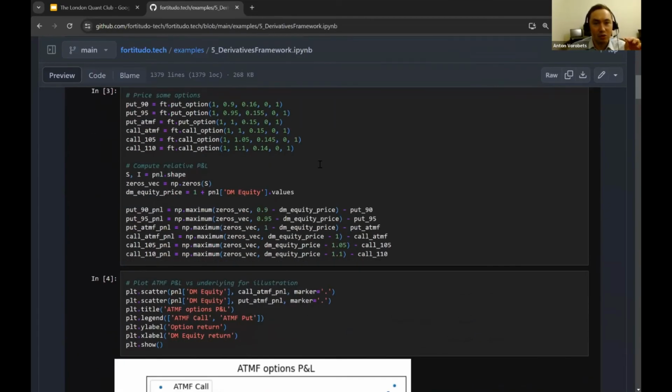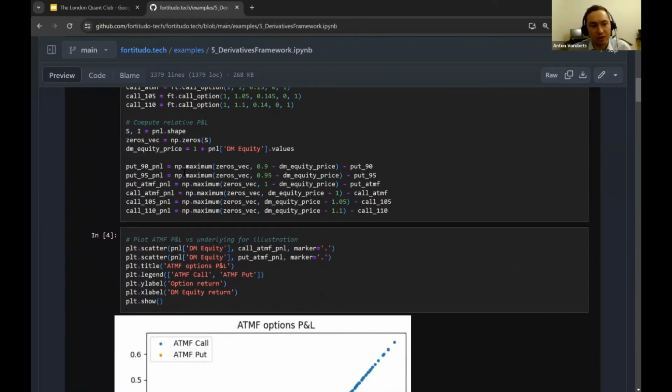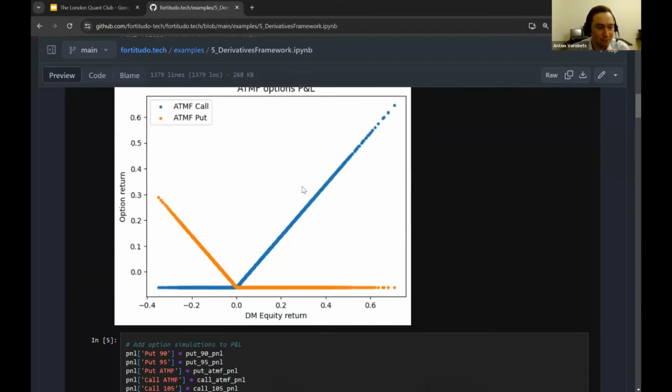After that, we add some options P&L. And here, the important point is that with these options, we use them with notional 1. So we get these relative market values that we can use in the portfolio optimization. So finally, we just compute the P&L of these options and make a plot just to verify that it looks like an options P&L, and it does to me.